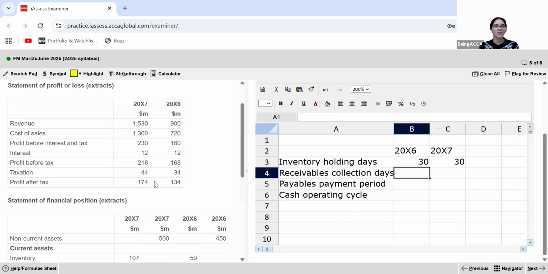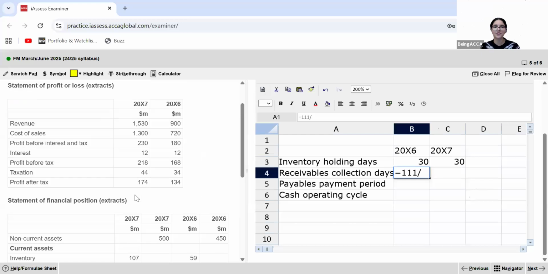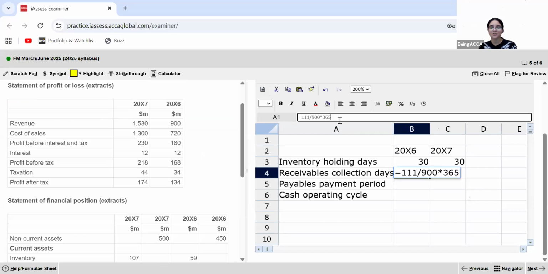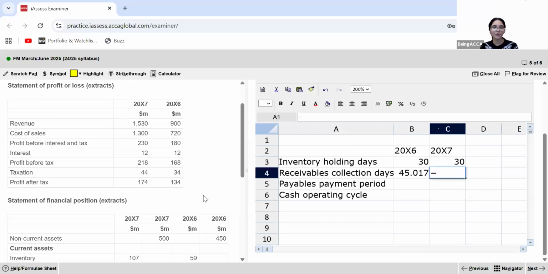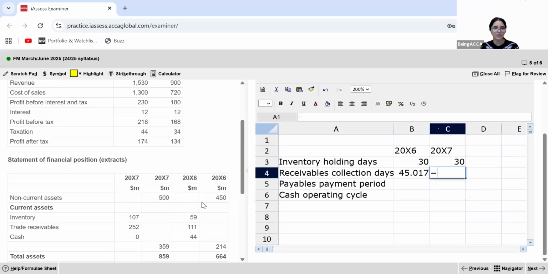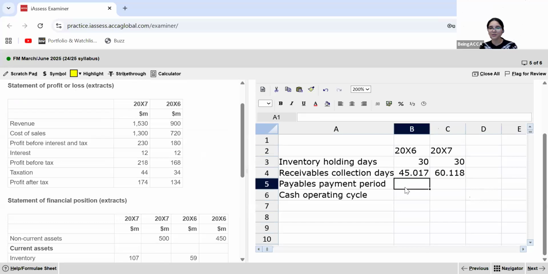Okay, now talking about the receivables collection, again we have learned the formula: you take your receivables, which is 111, and divide that by the reason why you have those receivables. The reason is you sell people things on credit. So I have sold 900 worth of revenue, and then this has to be multiplied by 365. So this is what my receivable collection days is going to look like. Same, I will put in the numbers here also. Receivables, I have 252 divided by revenue of 1530 multiplied by 365. So this gives me the receivables days.